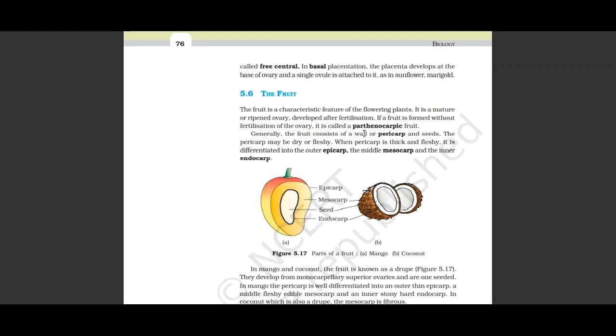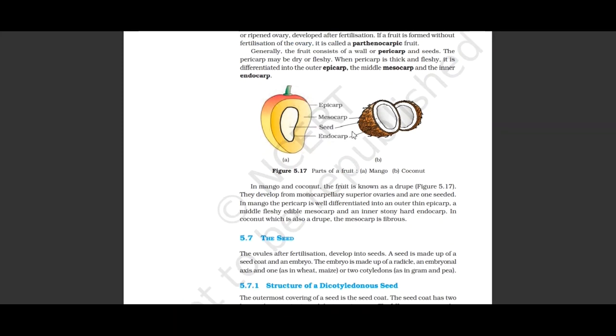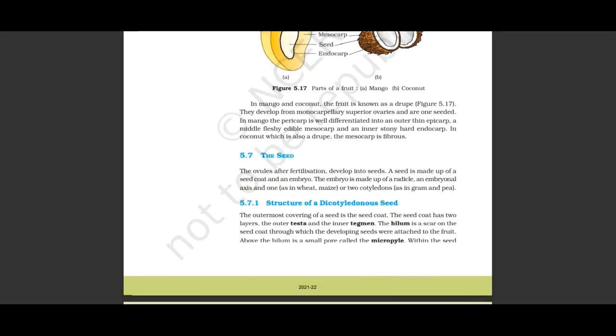Generally, the fruit consists of a wall or pericarp and seeds. The pericarp may be dry or fleshy. When the pericarp is thick and fleshy, it is differentiated into the outer epicarp, the middle mesocarp, and the inner endocarp. Here they have mentioned the parts of fruits of mango and coconut. Outermost part is epicarp, middle is mesocarp, and the stony part is endocarp, for mango, also for coconut. In mango and coconut, the fruit is known as drupe.